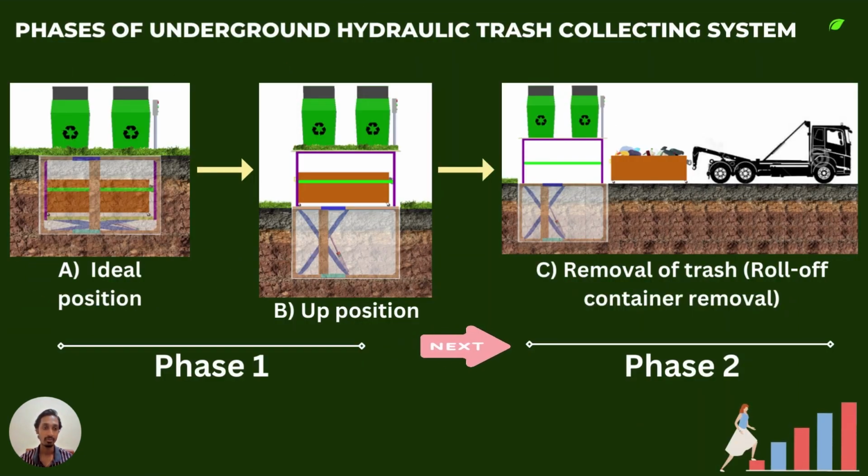Next, I'll be talking about the phases of the underground hydraulic trash collecting system. There are two phases involved in this trash collecting system. The first phase is where the hydraulic scissor lift goes up from the underground to the ground level, and the second phase is the displacement of the roll-off container.